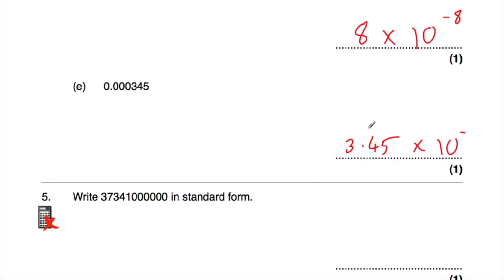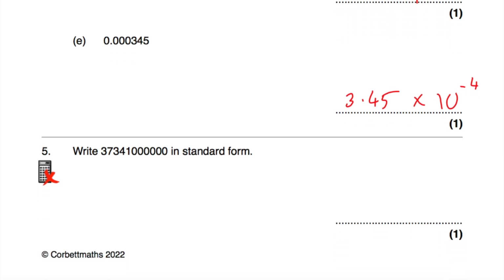Or another approach we could say is, if we've got 3.45 and we're timesing it by 10 to the power of something, the 3 would be in the units column and we would need to move it 1, 2, 3, 4 columns to the right, so it would be to the power of negative 4, and that's it. Okay, let's look at our next question, question number 5.